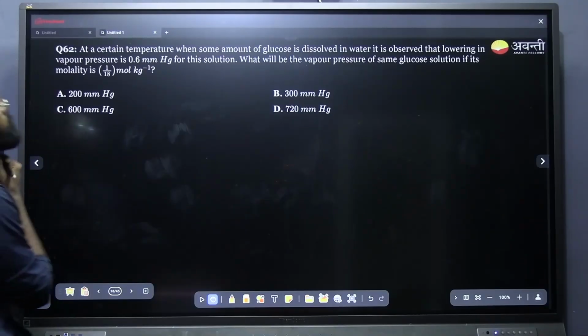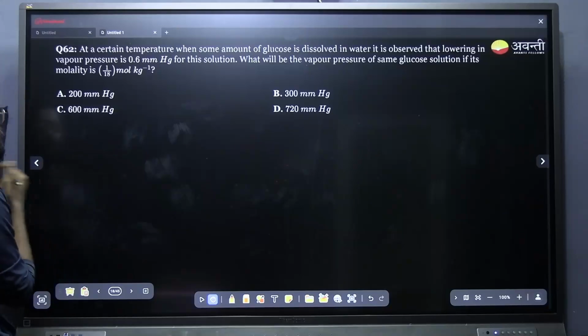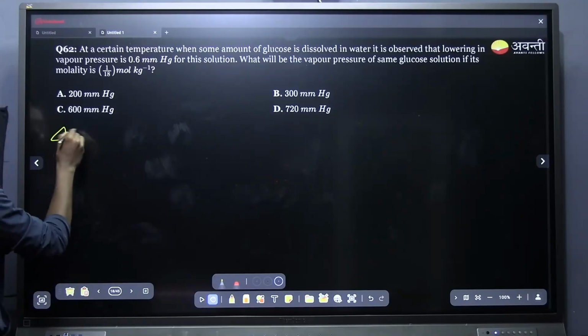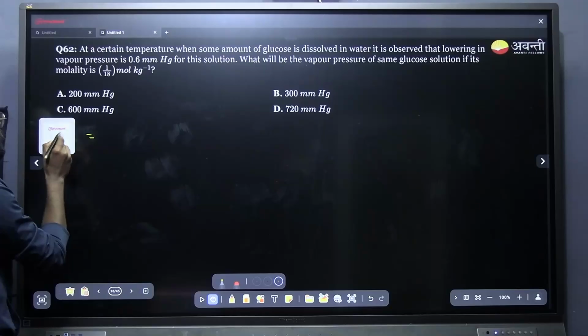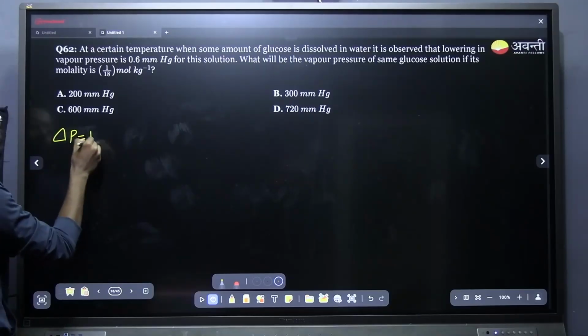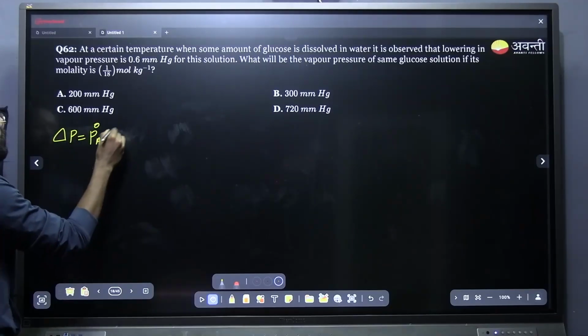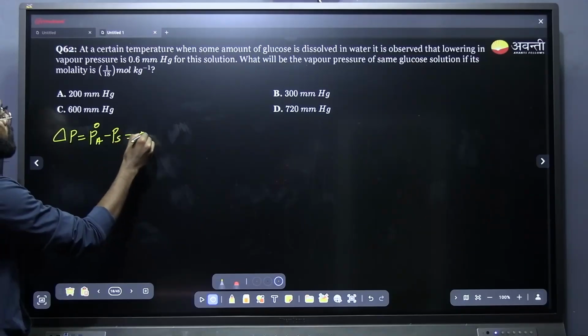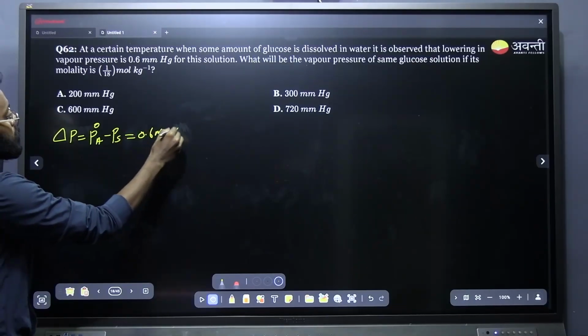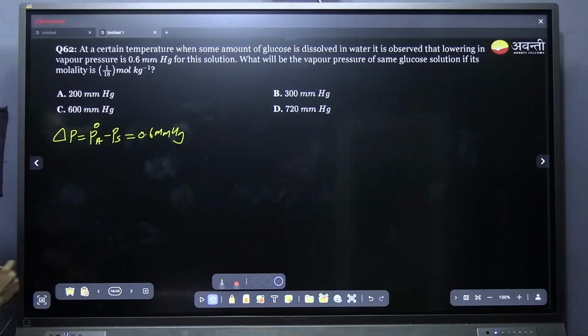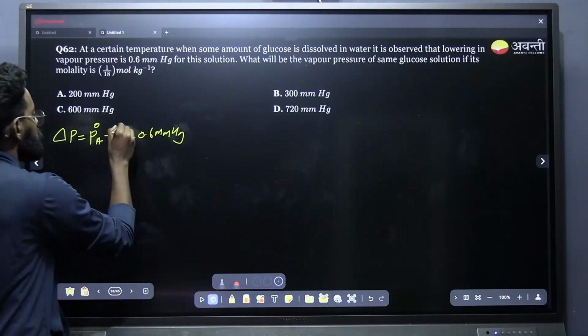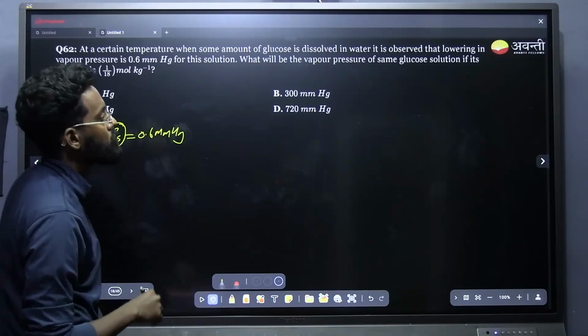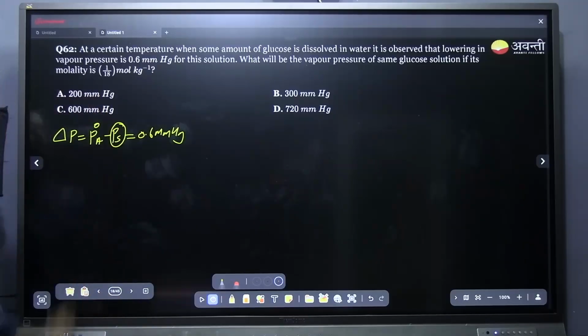Okay, first of all, look at here. What is given in the question? They have given lowering of vapor pressure. Lowering of vapor pressure is what? That is delta P is equal to P naught of A minus Ps, which is equal to 0.6 mm Hg. Okay, this is what is given. What is the question asking? Vapor pressure of glucose solution. That is Ps is only asked, and they have given delta P.